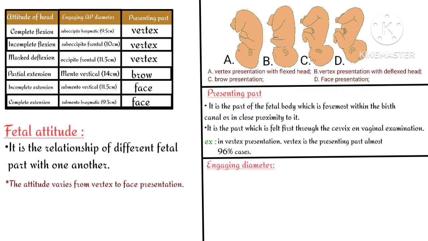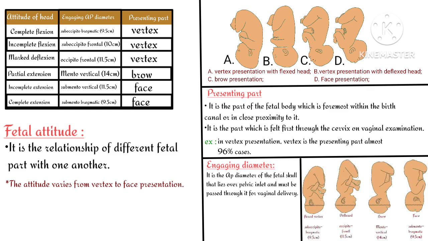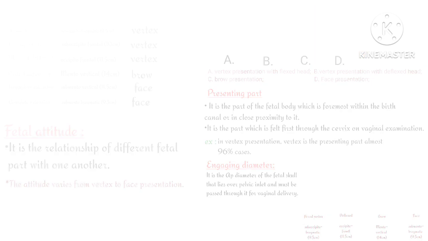Now, what is engaging diameter? Engaging diameter is the anterior-posterior diameter of the fetal skull that lies over the pelvic inlet and must pass through the pelvic inlet for vaginal delivery. As you can see in the given diagram, it shows the engaging diameter according to the presentation. So I think we have understood the anterior-posterior diameters and their importance. Let's move on to the transverse diameter.